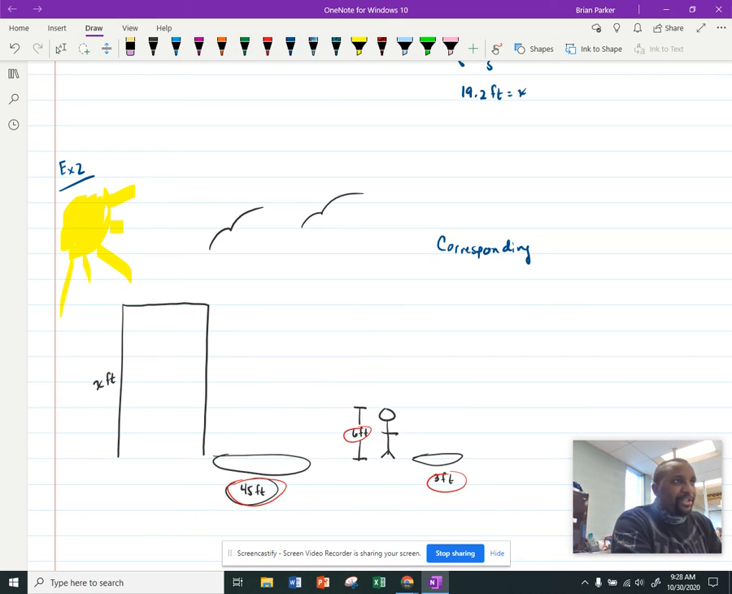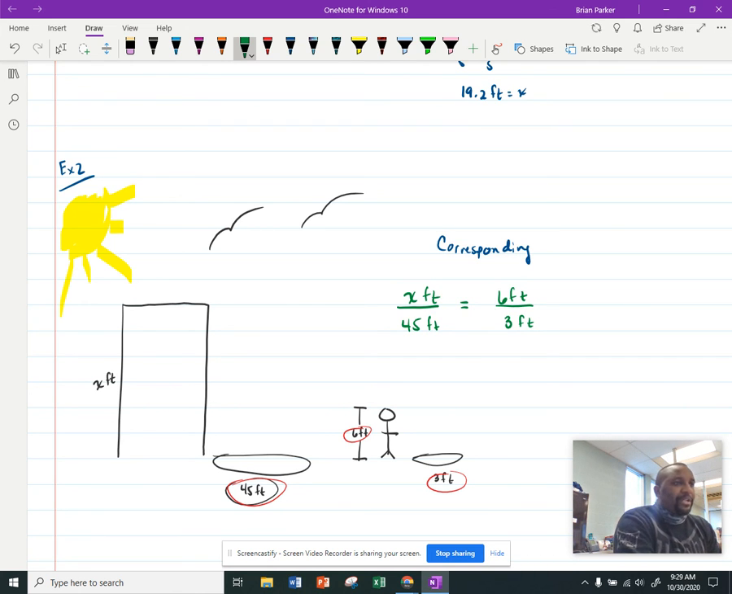And I'm actually going to write this a different way this time. I'm going to say that x feet corresponds to how tall I am. All right. And then the 45-foot shadow corresponds to my shadow. So as long as everything matches up, we're going to be good to go, you guys.